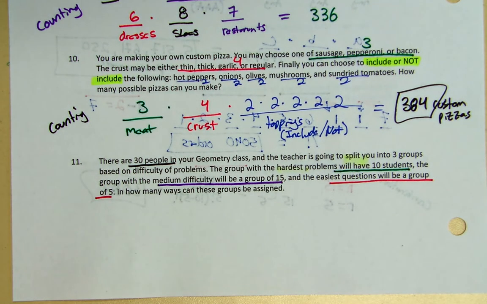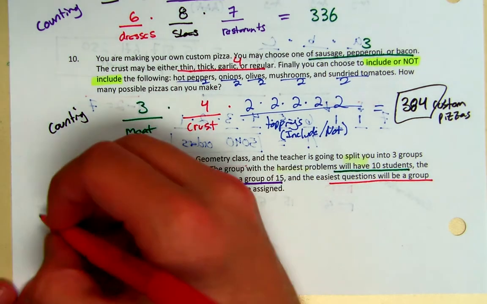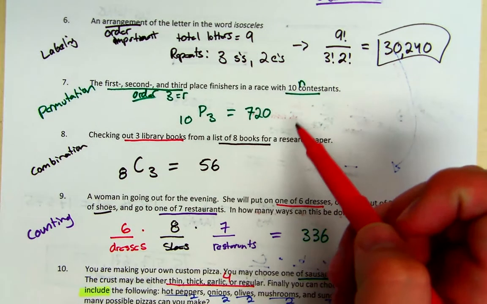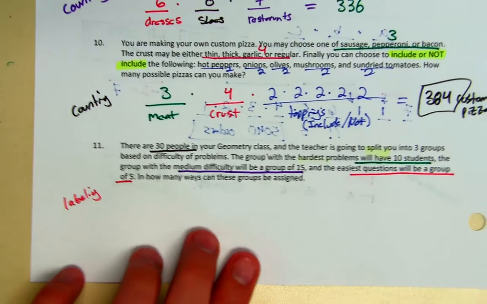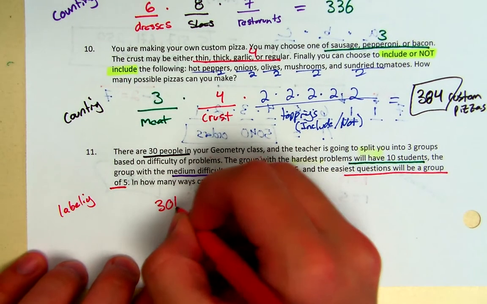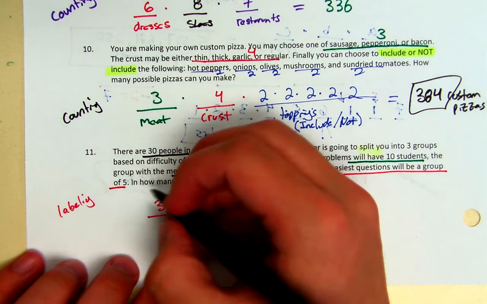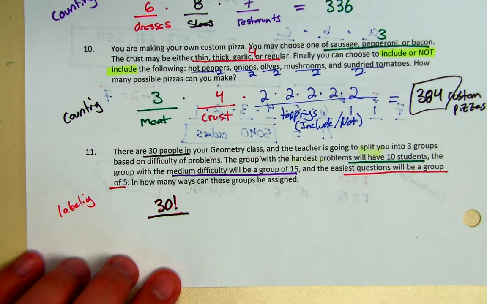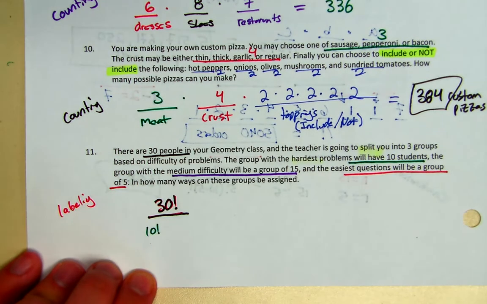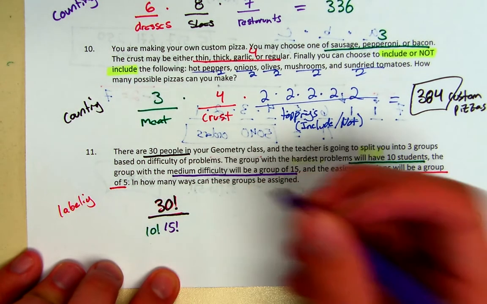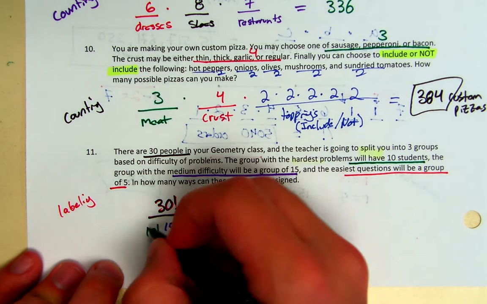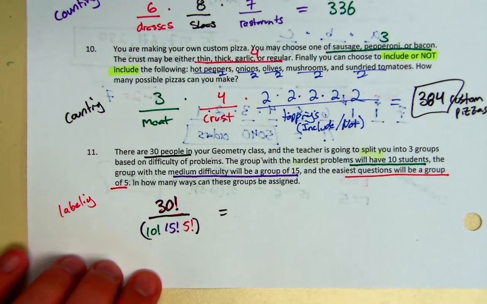Since there's a bunch of different ways to do that, and we're assuming everybody is on equal par in this class, this becomes one of those labeling problems, just like doing isosceles up here. So we've got how many total people? We've got 30 factorial. 30 people. And I'm going to divide out each individual group. 10, 15, and 5. Now again, when you put this in your calculator, make sure that the bottom goes in parentheses.